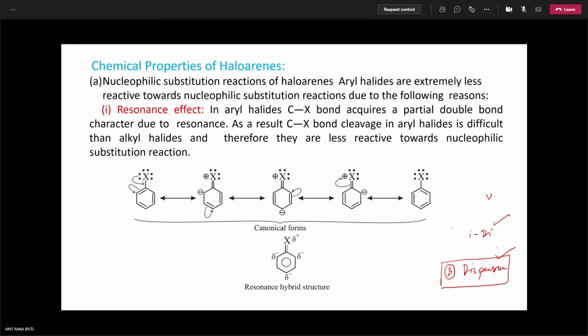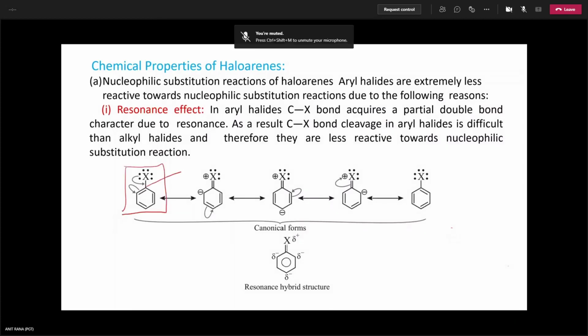Now, coming to the chemical properties of haloarenes. Normally, you remember substitution reactions of haloalkanes are easy because the carbon atom is sp3 hybridized. But in case of haloarenes, the carbon atom is sp2 hybridized. Because of this sp2 hybridization, it leads to double bond character, a strong bond. The percentage of s character is more.